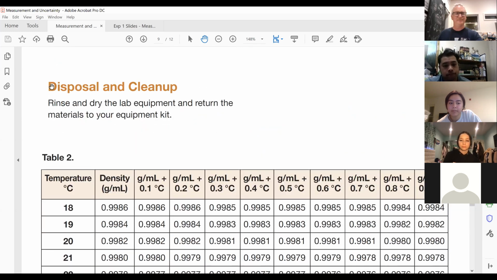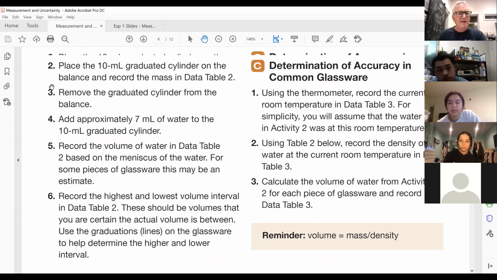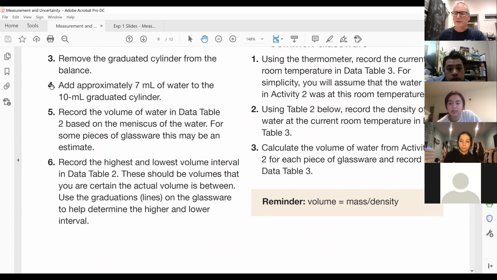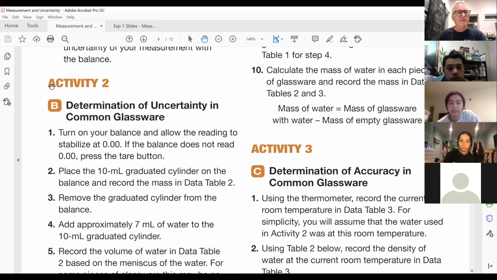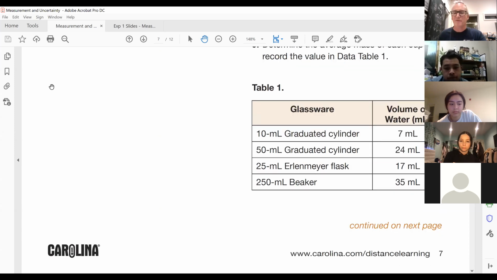So what's the volume that goes in the 50 mil cylinder? 24. Where is that? Page 7. Oh, I went past it. There we go. Yeah, 24. So that'll be fairly straightforward.